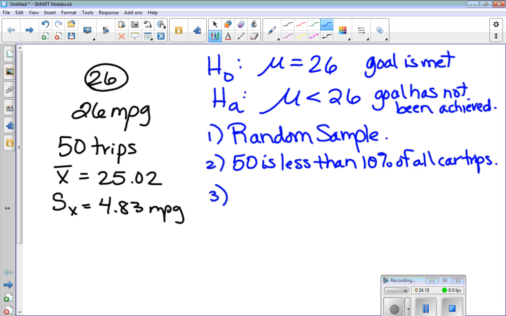Okay, and the third condition is the nearly normal condition. I'm looking at our sample size. Am I in that zone where I have to check? Remember, less than 15, I have to proceed with caution no matter what, right? I have to be told that it's normal. Between 15 and 30, I have to check and see if it's normal or not. I'm looking at unimodal and symmetric. I'm turning that stem and leaf plot on its side.